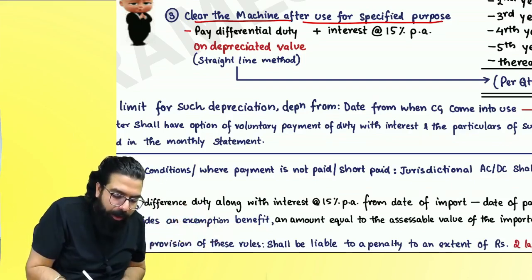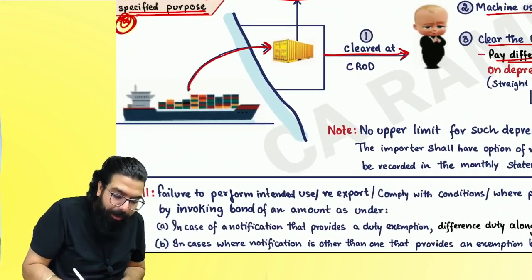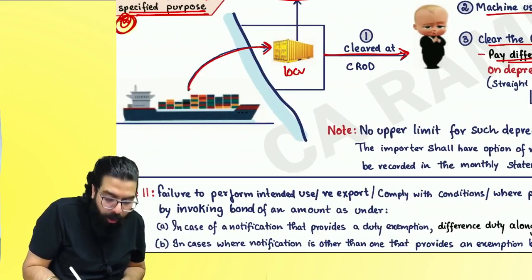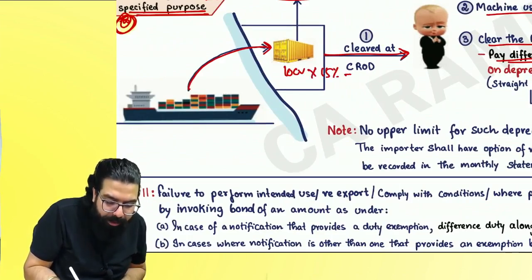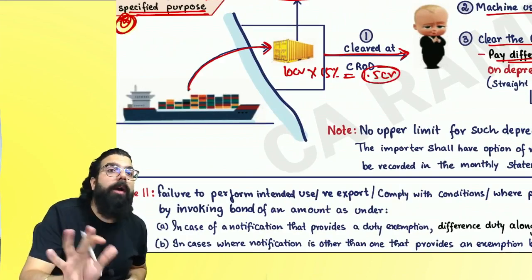Then they are telling, you just pay the differential duty. For example, you imported a 10 crore machine. On that, you had got 15% concession. It means 1.5 crore was the concession you had got. You don't have to pay 1.5 crore now.